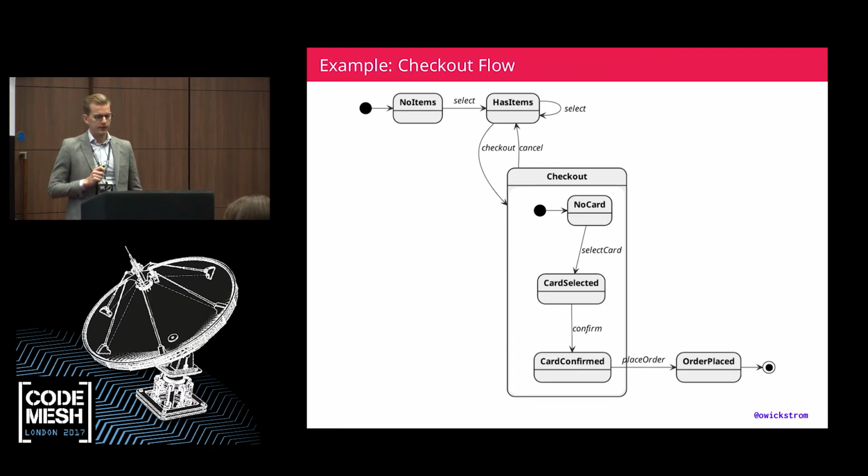We start by selecting a card, going from no card to card selected, and then we confirm it, and then eventually we place the order, in which we have reached the terminal state. So this is a bit simplified, but it will illustrate some of the points I want to make.